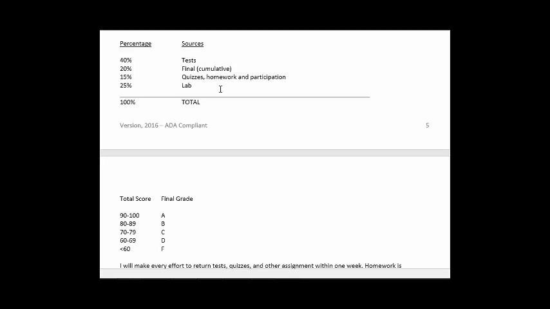15% will be quizzes, homeworks, and participation, things like LearnSmart, additional assignments, quizzes, or if I post a lecture video with questions associated with it, answering those questions. That's where that factors into your grade. A quarter of your grade is your lab assignments. This is completing the lab assignments, submitting the work associated with them, writing the lab reports, and what your grades are on those lab reports.